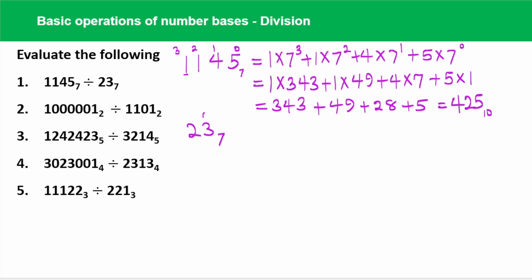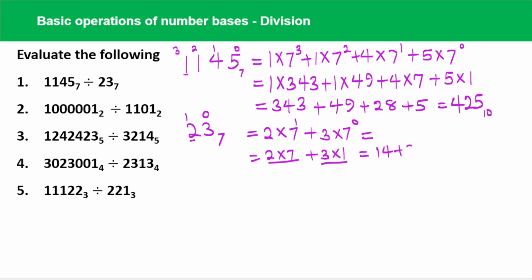We do the same thing for 23 base 7. We begin by assigning powers of 0, starting from my right towards my left. Then we use each digit, multiply the base raised to the power assigned to the digit. So this will be 2 times 7 to the power of 1, plus 3 times 7 to the power of 0. 7 to the power of 1 is 7, so we have 2 times 7, plus 7 to the power of 0, that is 1. So this gives us 2 times 7, that is 14, plus 3 times 1, that is 3. So we have 17 base 10.